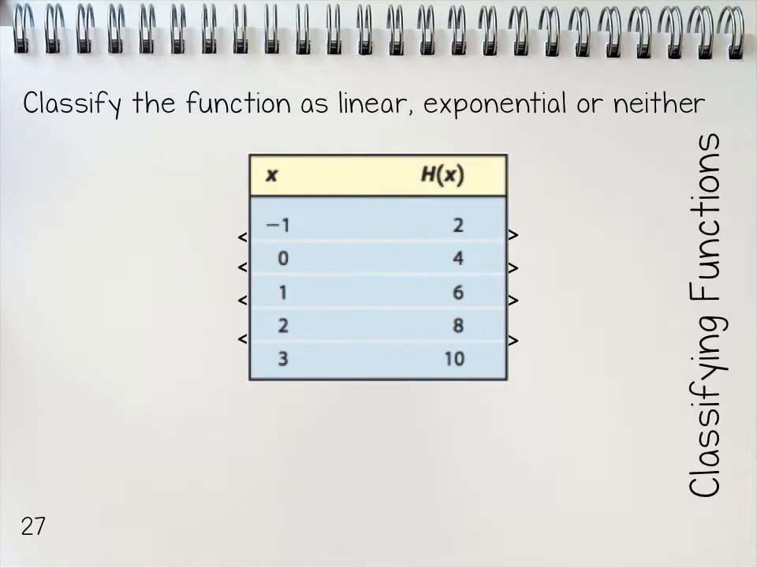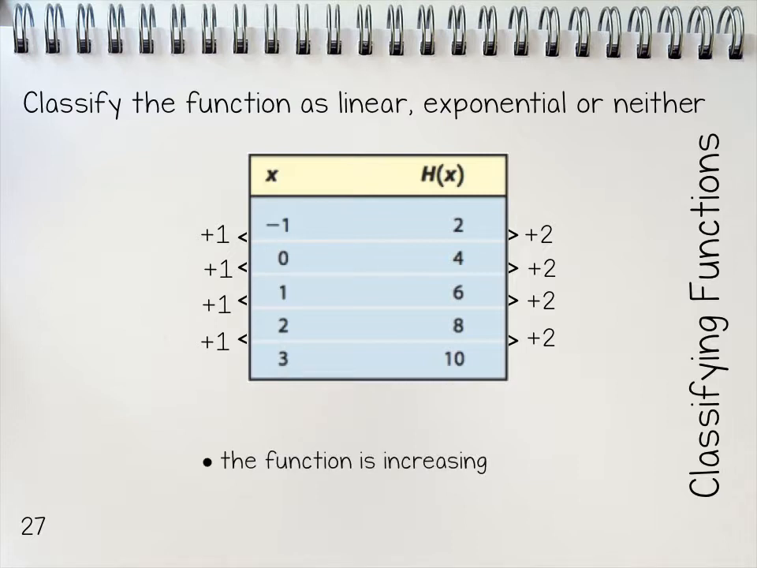Same thing, we will look at the change in y over the change in x. Let's go from 2 to 4. The change in y is 2, change in x is 1. To go from 4 to 6, the change in y is 2, and the change in x is 1 each time. To go from 6 to 8, the change is positive 2, positive 1 is the change in x. And last time, to go from 8 to 10, the change is positive 2 over positive 1.